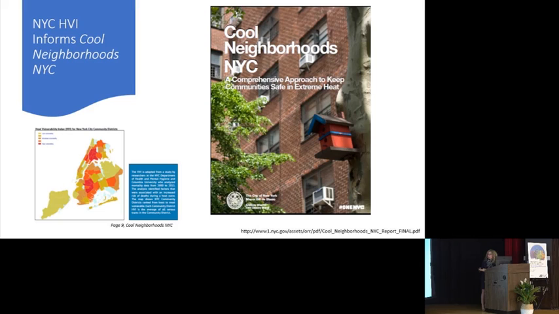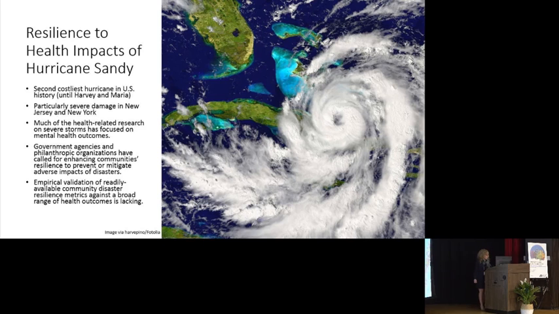But I noticed that this literature, these indices, had not really been used with health data. They had not been looked at as to whether they could predict the occurrence of health outcomes after a disaster. So I thought it would be really important to empirically validate whether these community resilience indices that were being cited by the National Academies and government agencies could determine whether a more resilient community had less of a health impact from a severe weather event.